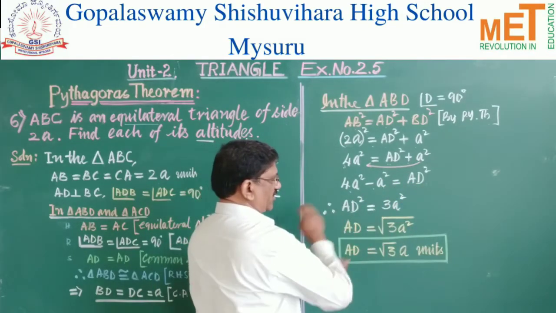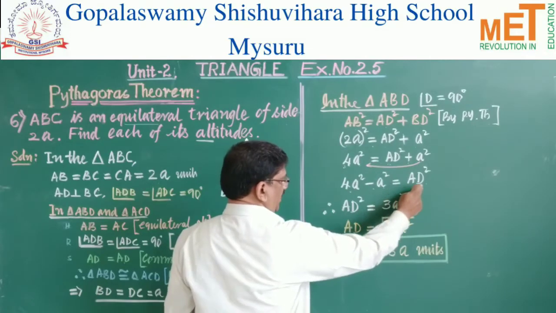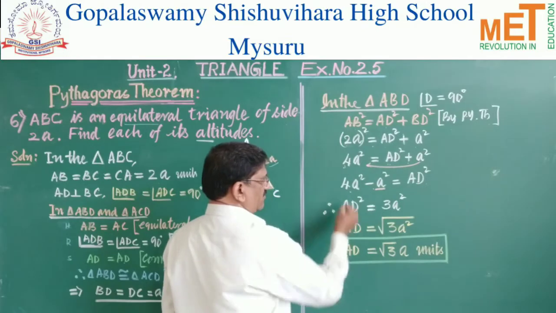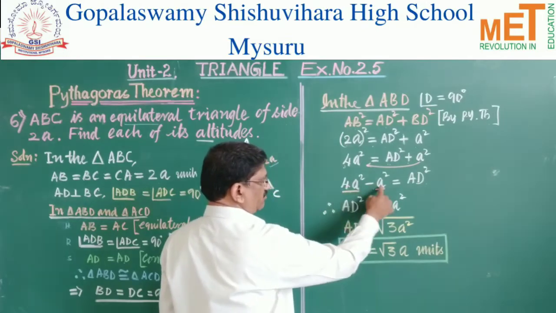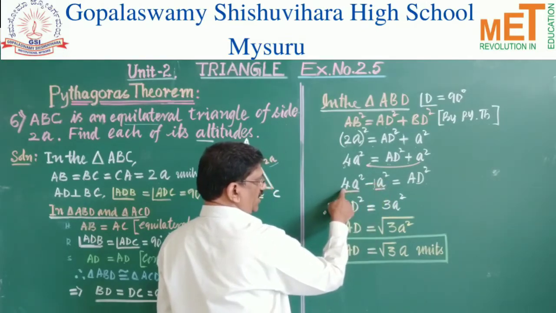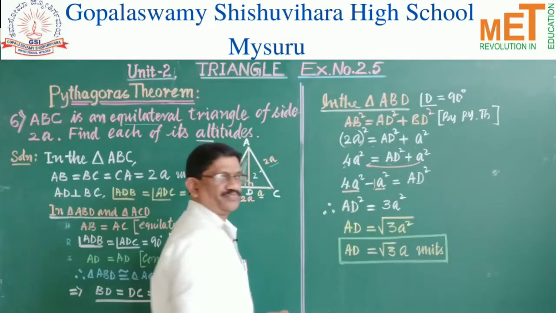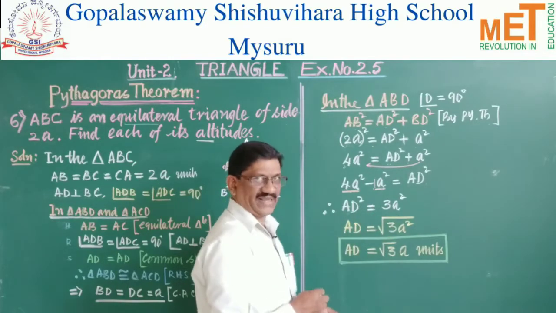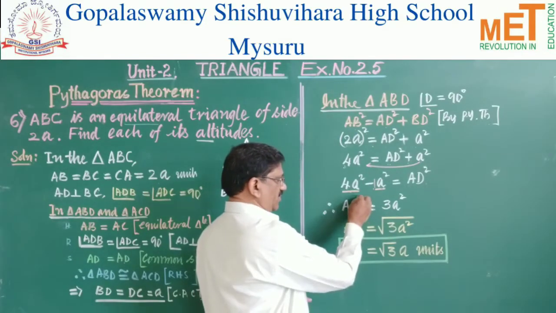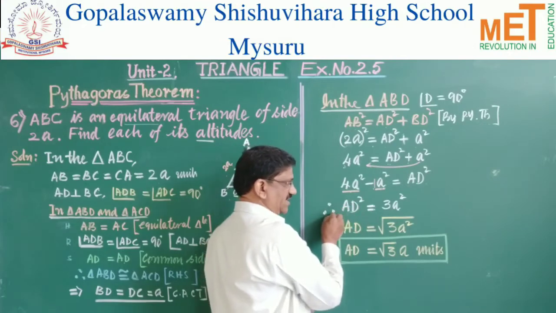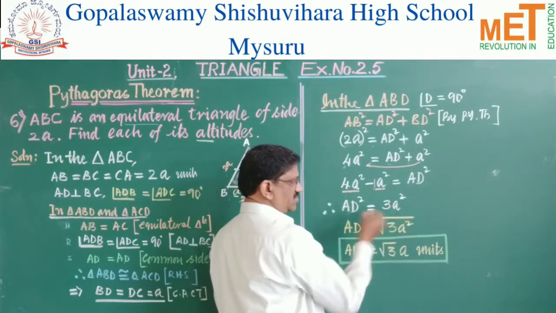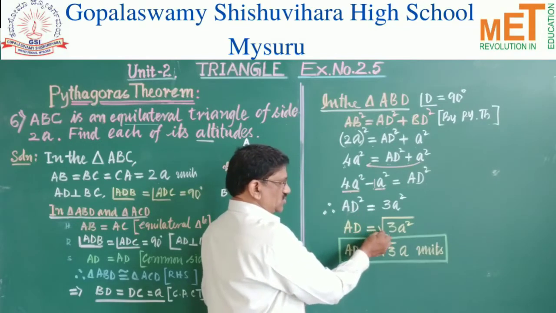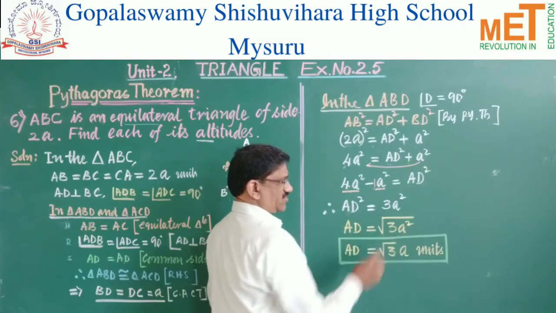So I'll reverse this order, then AD square is equal to, after subtracting a square from 4a square, if you take away 1a square from 4a square, you are left with 3a square, children. So AD square is equal to 3a square. Then if you remove square on the left hand side, the right hand side terms will get square root, you know that. Then AD is equal to square root of 3a square.